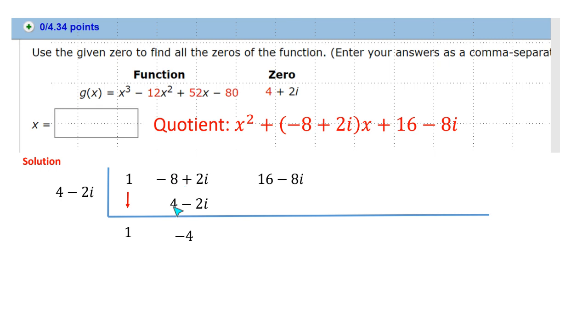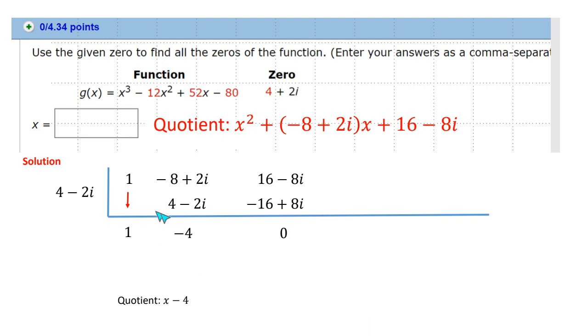So negative 8 plus 4 is negative 4. The 2i and the negative 2i cancel. And then we're going to multiply 4 times negative 4 is negative 16. And negative 2i times negative 4i is going to be positive 8i. So if we add these, we get 0.